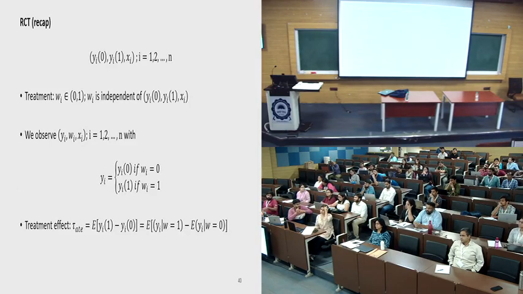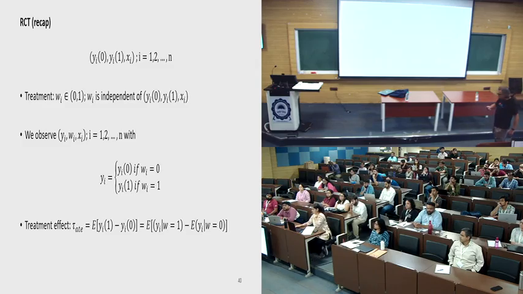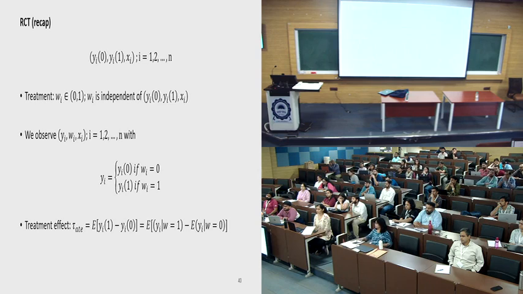RCT. Recall what we did. I have Yi0, Yi1 and Xi. Treatment Wi belongs to the set {0, 1}. Wi is independent of Yi0, Yi1 and Xi. We observe Yi0 if Wi is equal to 0, and we observe Yi1 when Wi is equal to 1, and that's my treatment effect. We went through it in an RCT context.